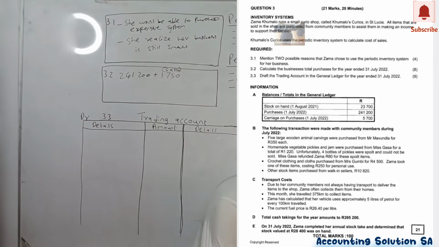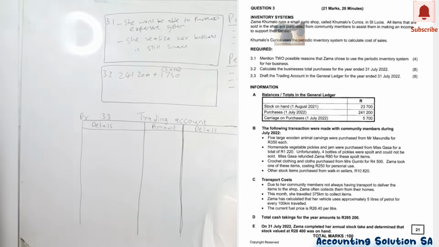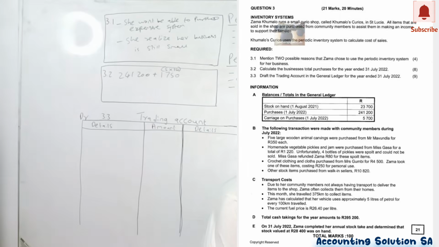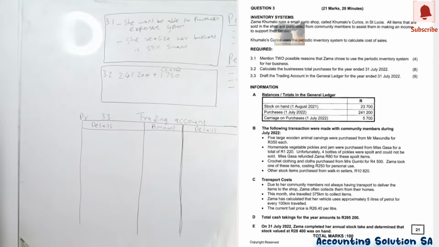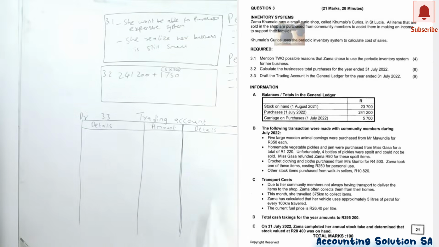Homemade vegetable pickles and jam were purchased from Mrs. Gaza for a total of 1,220. Then, unfortunately, 4 bottles of pickles were spoiled and could not be sold. Mrs. Gaza refunded Zama 80 rand for this spoiled item. Okay, so in total, we make a purchase of 1,220, but there were 80 that were damaged, which means that what we have to do is to take our 1,220.